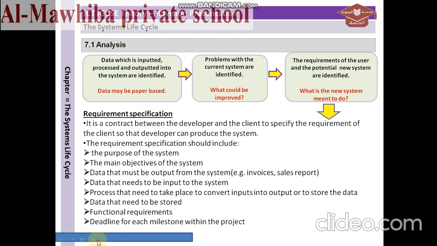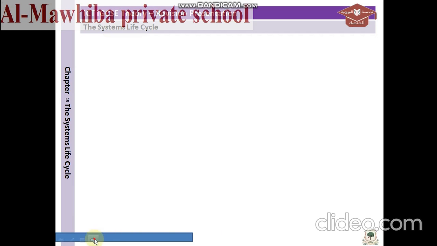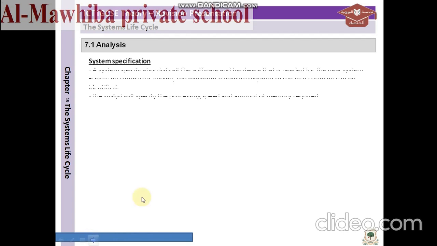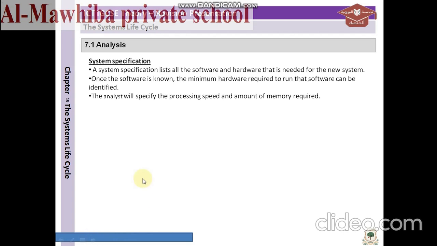Okay, the second one is what? System specification. System specification lists out all the software and hardware that is needed for your new system to run. Once the software is known, the minimum hardware required to run the software can be identified. The analyst will specify the processing speed and the amount of memory required. That we call the minimum specifications of your system, because we need to create the project with the help of software and hardware that are good enough to make your project.